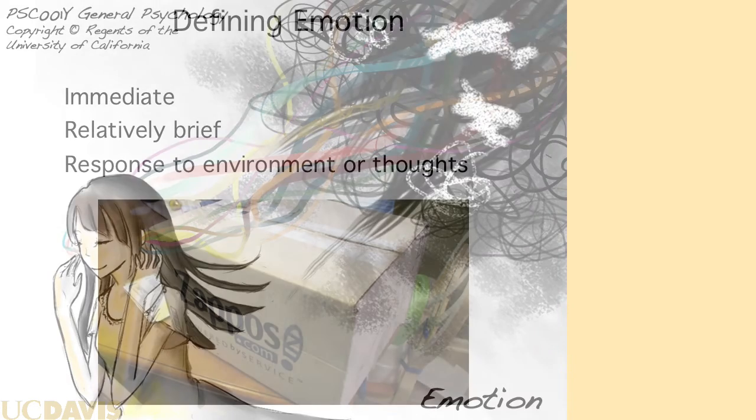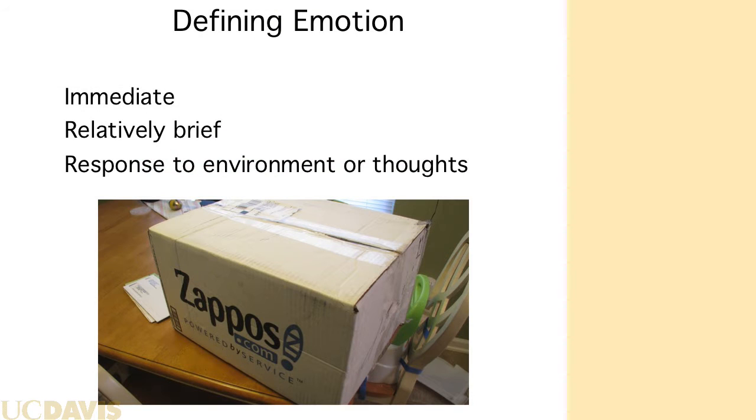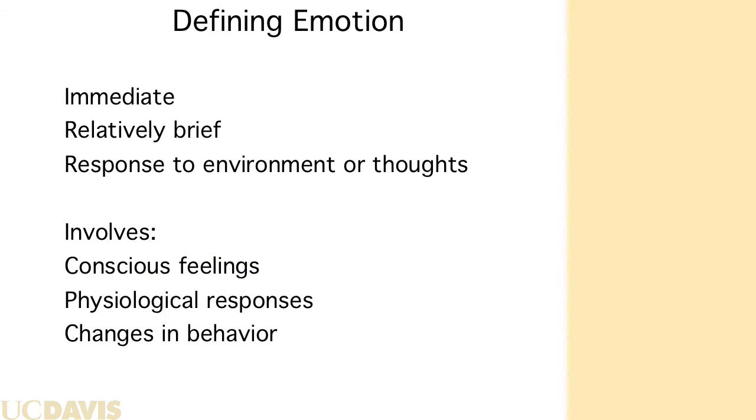An emotion is an immediate but brief response to a specific event, whether an environmental event, such as getting a long-awaited package, or a mental event, such as remembering a particularly painful breakup. Emotions involve conscious feelings, such as the happiness that the package finally arrived, physiological responses, such as an increase in heart rate, and changes in behavior, such as a smile.